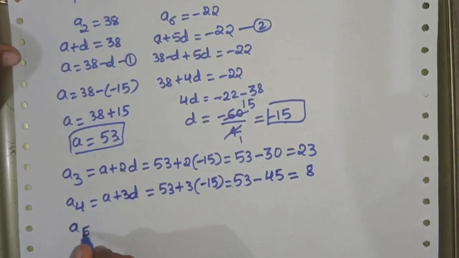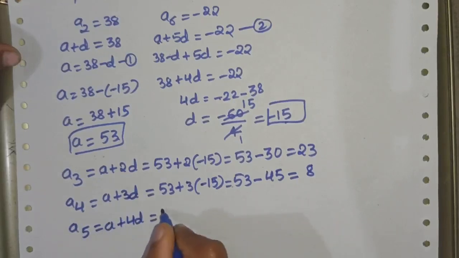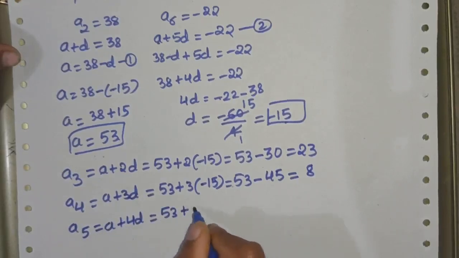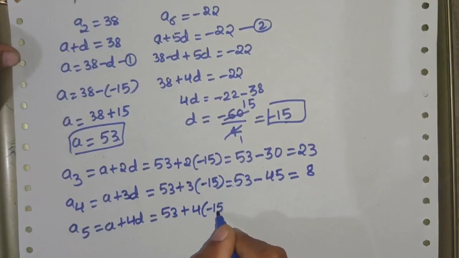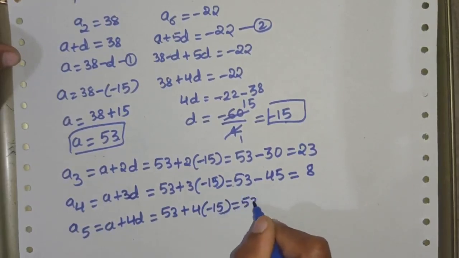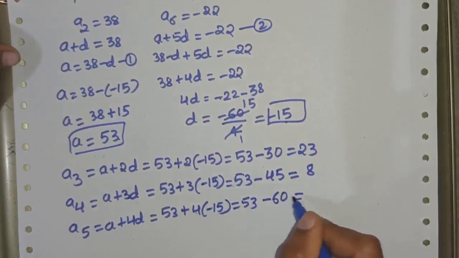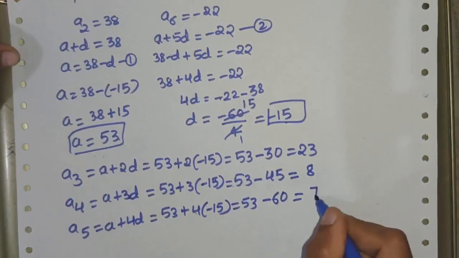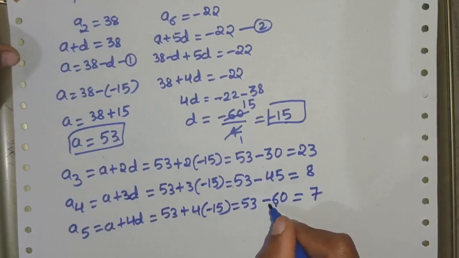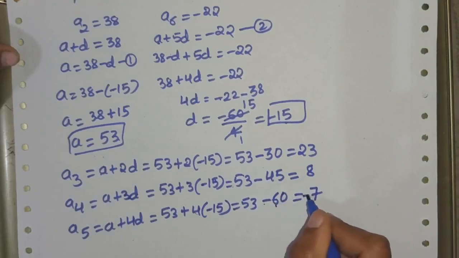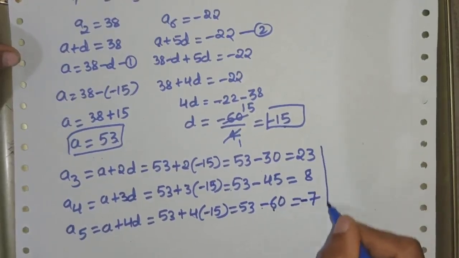Next, the fifth term is A plus 4D equals A is 53 plus 4, D is minus 15. It equals 53 plus into minus, minus 15 4s are 60. It equals 60 minus 53 is 7. The greater one is minus 60, so the sign is minus 7. So these are the next three terms.